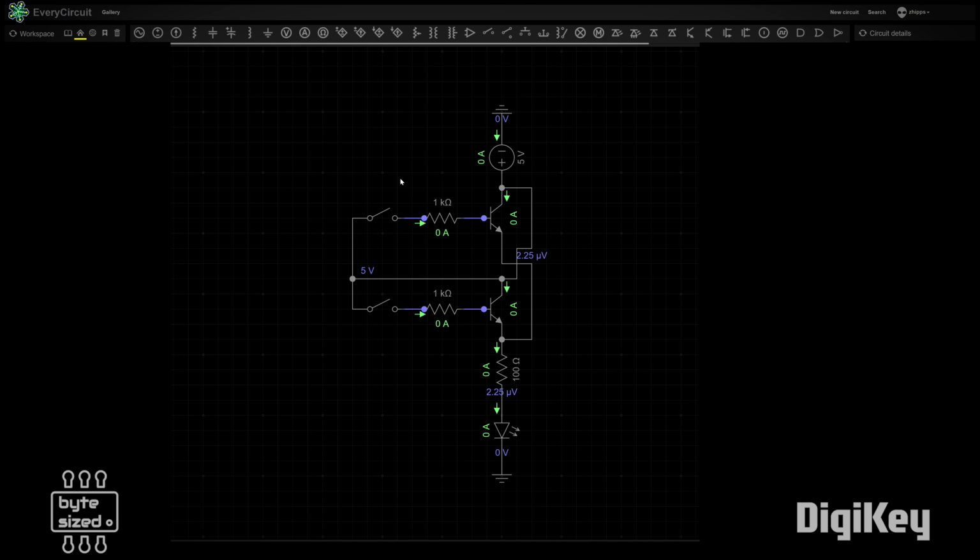Again, we've got 2 switches representing the 2 inputs, and when they're both open, the LED is off. Let's close the top switch, and I can see that the LED turns on. What happens when I close the bottom switch? The LED turns on. What happens if I close both switches? The LED is also on. Okay, interesting. Let's move on to the NOT gate.